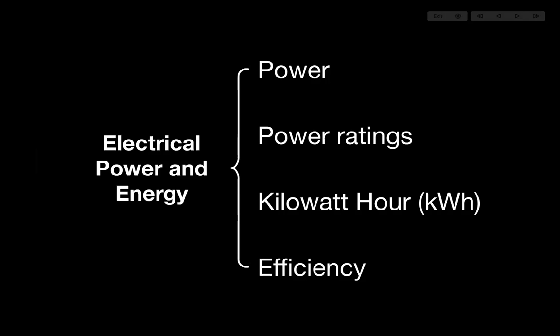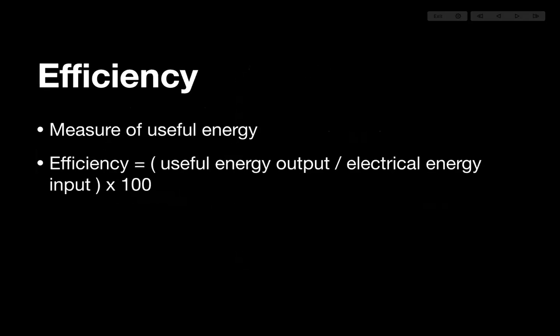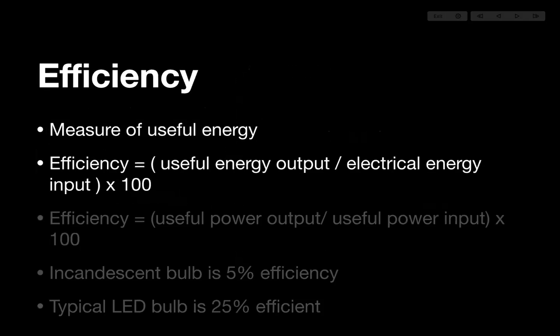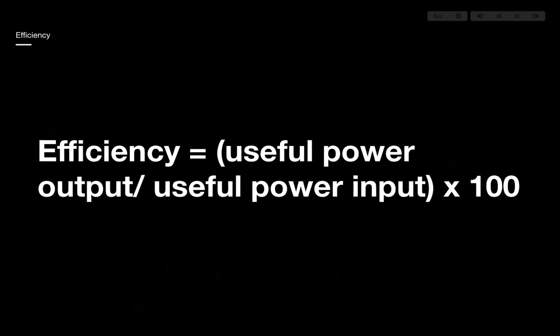Now let's look at another important concept: efficiency. Efficiency is simply a measure of useful energy. In other words, the efficiency of an electrical device measures how much of the electrical energy supplied is transferred into a useful form. There are a couple of ways in which we can state it. The first way is in terms of energy: efficiency is the useful energy output divided by the electrical energy input, times 100, because it's a ratio, so we calculate it as a percentage. Similarly, efficiency can also be measured as useful power output divided by the power input times 100.